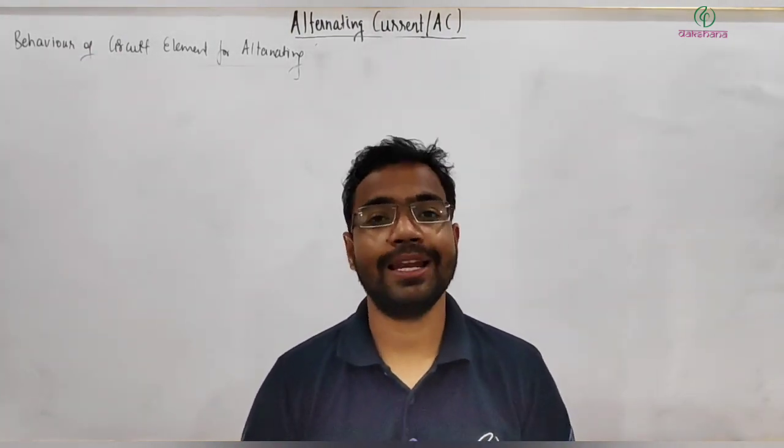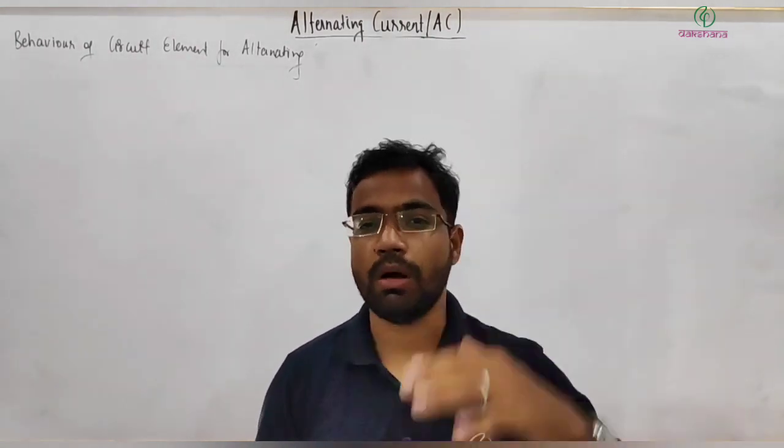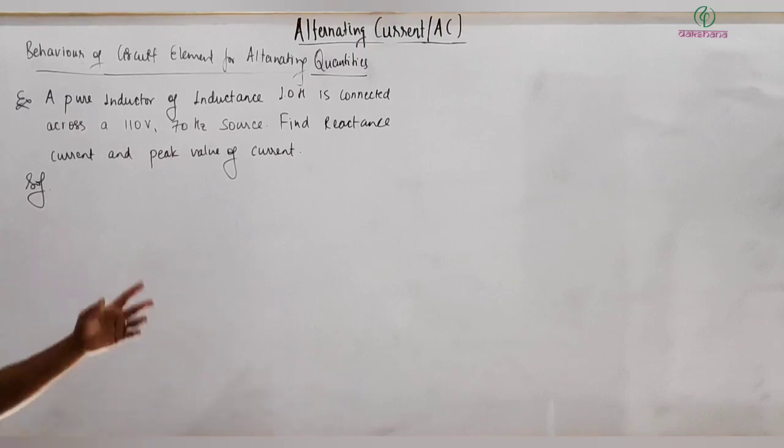Similarly, in case of parallel, on the x-axis we will draw the quantity which is common or constant to all the elements. Okay, see, we have one simple problem here. A pure inductor of inductance 1 Henry is connected across a 110 volt, 70 hertz source. Find the reactance, current and peak voltage.